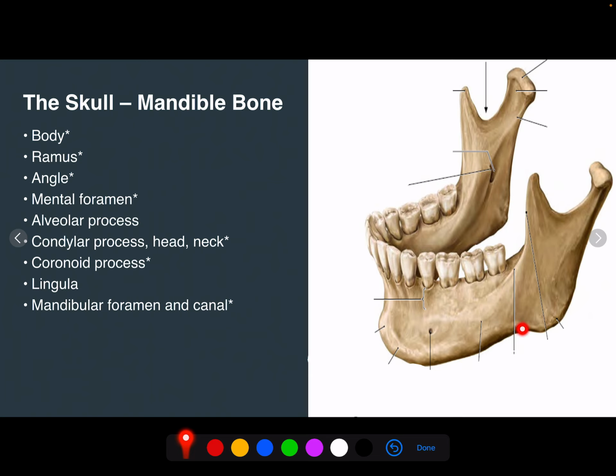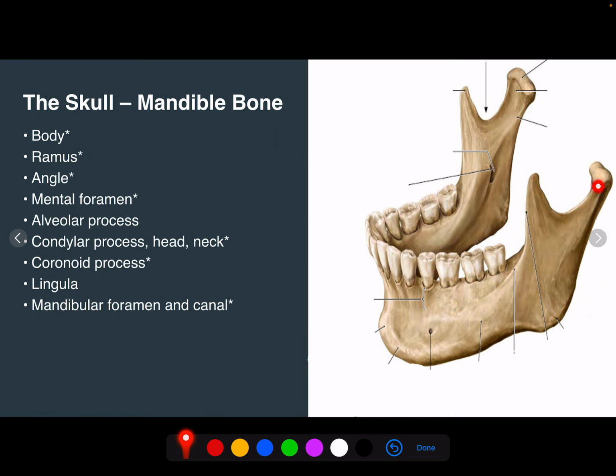Your angle is going to create the contour of the lower mandible. Kind of forms the posterior corner of the jaw. Should be able to palpate it on yourself. The mental foramen on the anterior surface of the mandible. Your alveolar process, which holds the tooth. Your condylar process, and that's going to be our posterior superior projection. And this is the area that articulates with the temporal bone to form the temporomandibular joint.